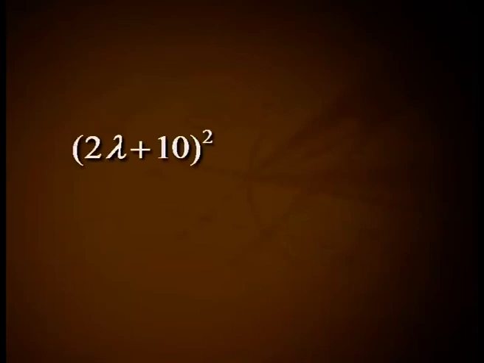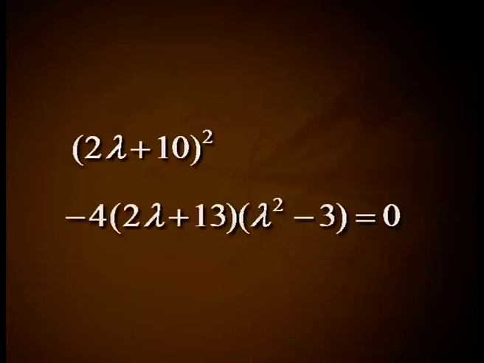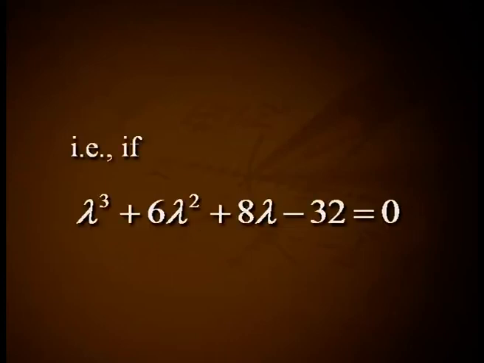The expression within the double bracket will be a perfect square if (2 lambda + 10)² − 4(2 lambda + 13)(lambda² − 3) = 0. That is, if lambda³ + 6 lambda² + 8 lambda − 32 = 0. By inspection, lambda equal to −2 is a root of this cubic in lambda.